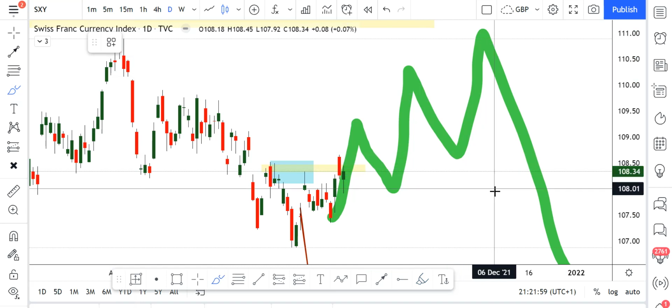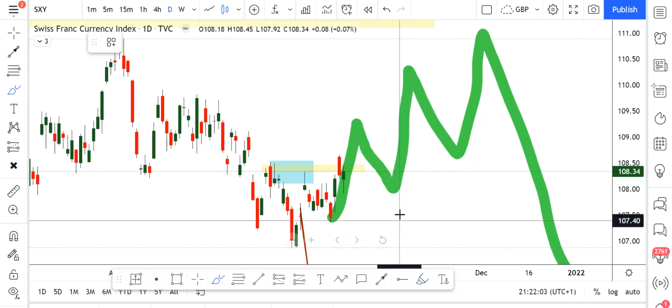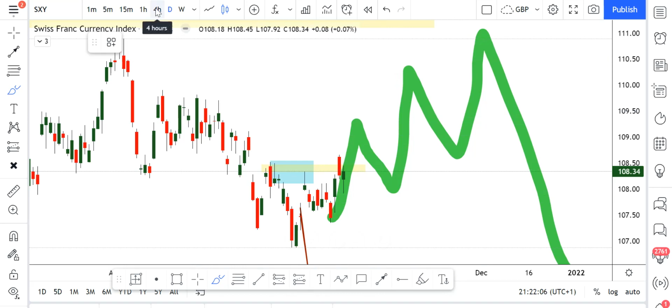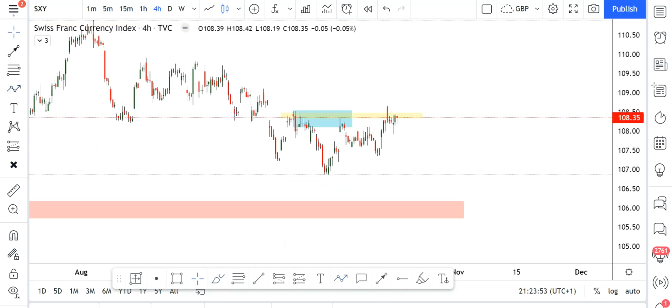Okay, so let's continue. Now, the next place we'll move to is the 4-hour. What can we see on the 4-hour? What's price saying when it comes to the 4-hour time frame? Now, on the 4-hour, what can we see?